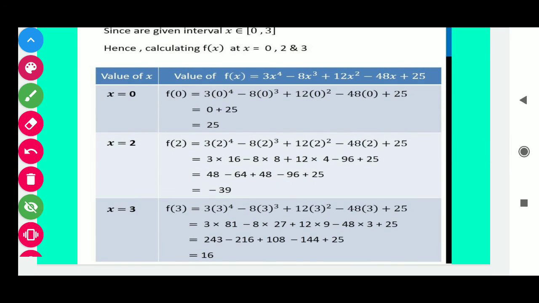But we need to find the maximum value. You can observe here what the maximum answer is. The maximum answer is 25. And what is the minimum answer? The minimum answer is minus 39.